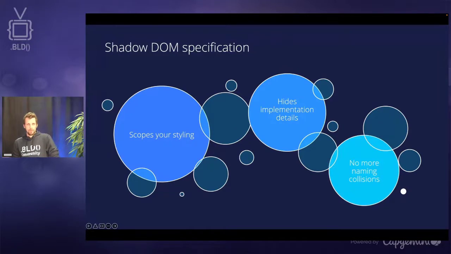The shadow DOM specification was actually created to fix exactly those issues. It introduces the possibility to scope your styling and hide the implementation details of your custom component. This makes it possible to use a web component wherever you want without having to worry about naming collisions or styling issues.